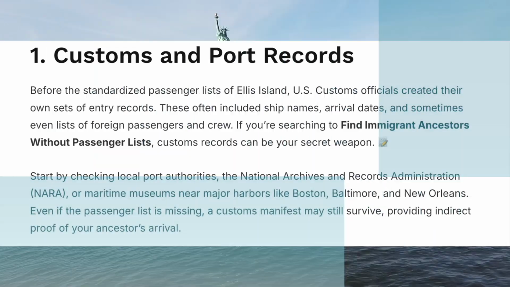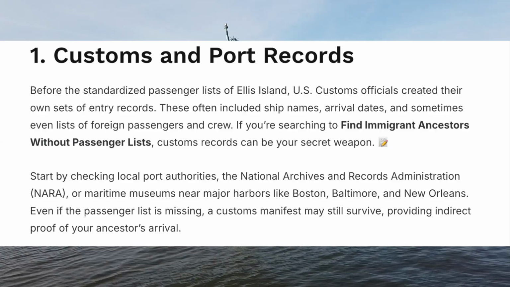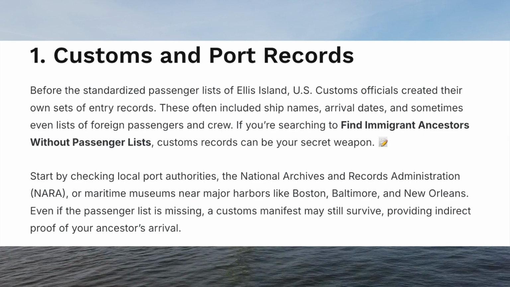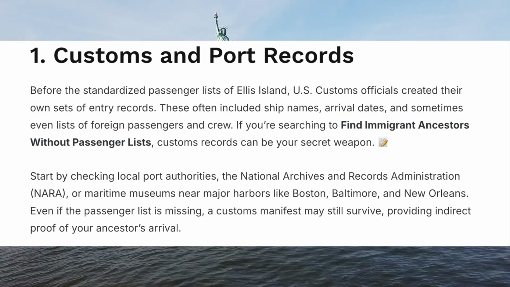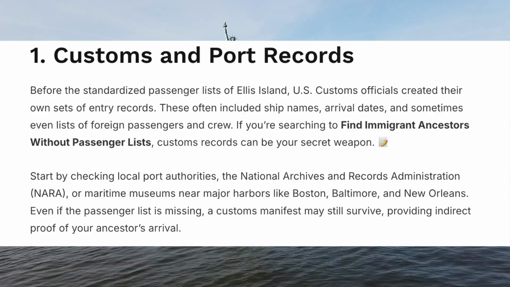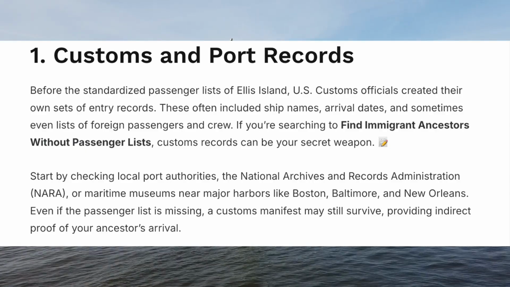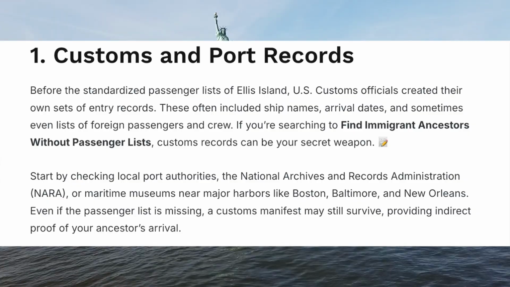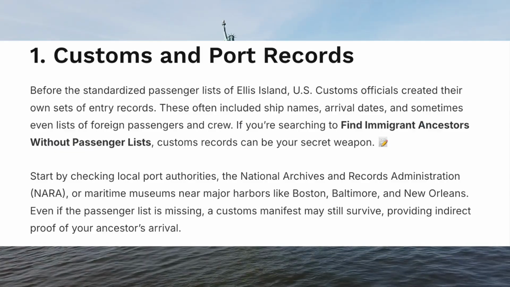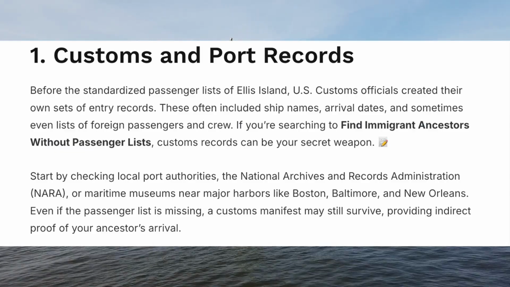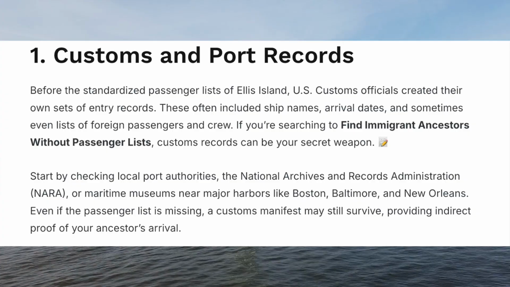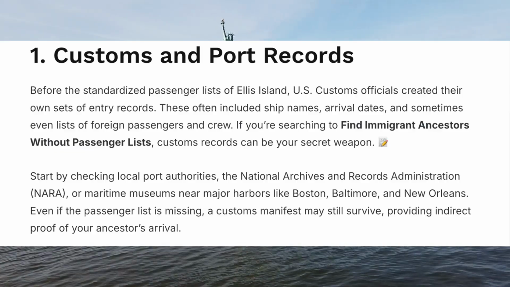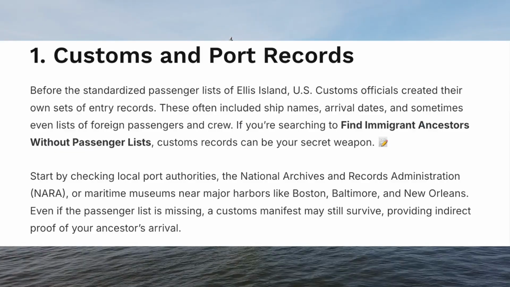Okay, so customs and port records. Everyone had to go through somewhere, and they stood in some line, went up some plank, and got on some ship, right? So there have to be records at some level somewhere. Before the standardized passenger lists of Ellis Island, U.S. Customs officials created their own sets of entry records. That's right, people just had to write stuff down. These often included ship names, arrival dates, and sometimes even lists of foreign passengers and crew. Stuff is out there. If you're searching for these records, customs records can be your secret.